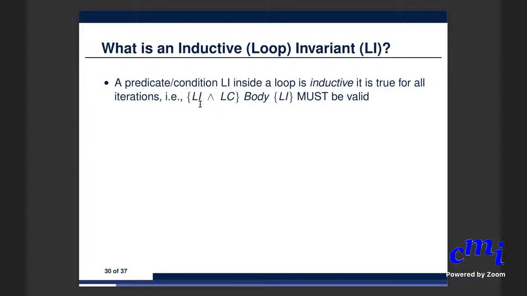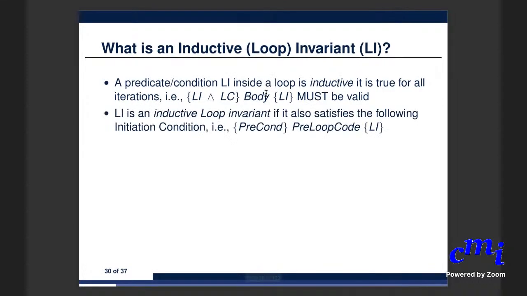That is, if I start from a state in which the loop invariant is true, and I enter the loop body, which means the loop entry condition is true, and after executing the body, Li must stay true in the state that results after the execution of the body. Any predicate that satisfies this with respect to the loop body is said to be inductive for that loop.